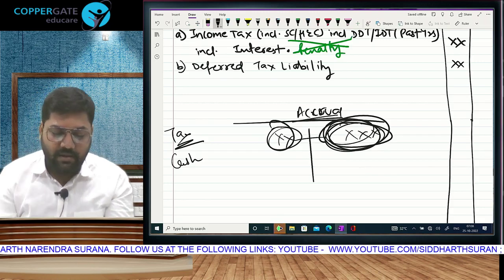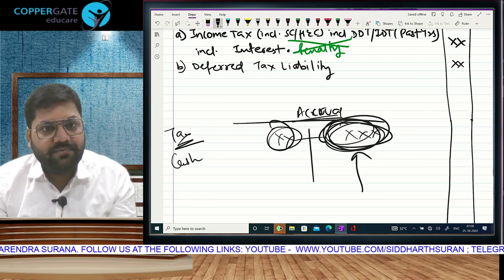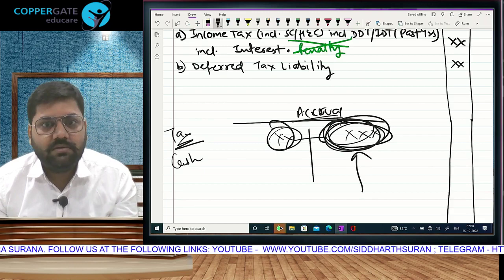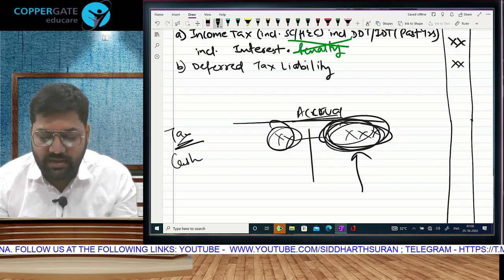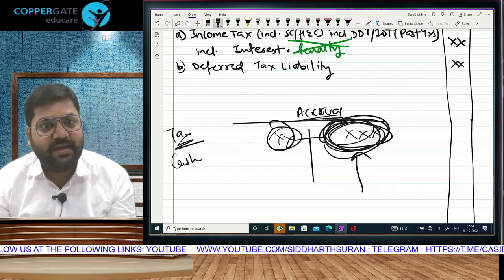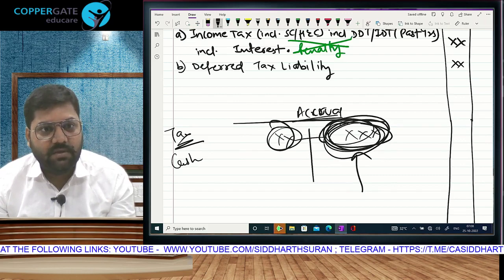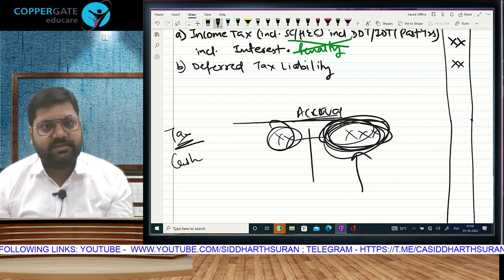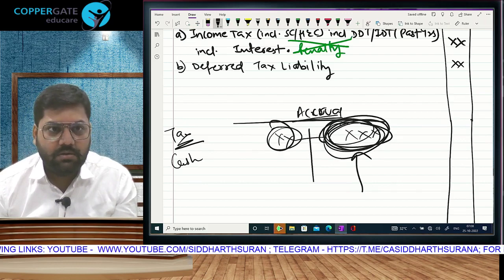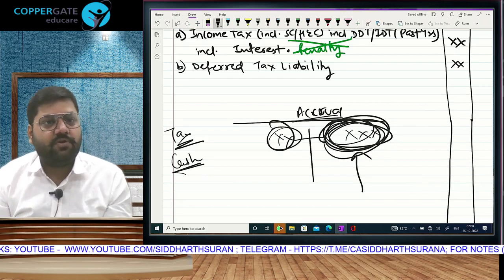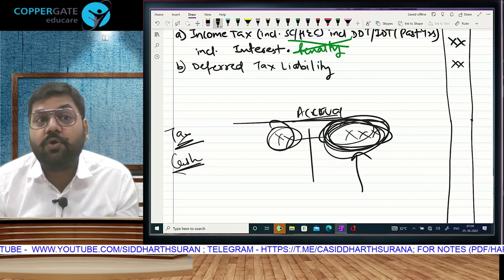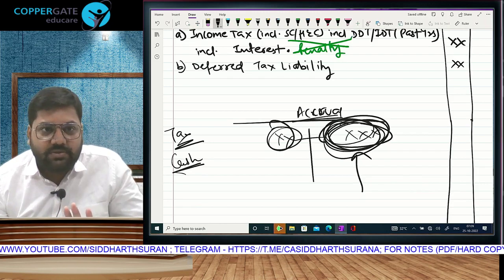So what is happening? An income which is not received, money is not received, still it will be recorded in P&L because P&L is accrual. Example is your credit sales. In P&L you will record it, but in the tax computation you will not record it, because in tax you are following the cash system of accounting. Understood?